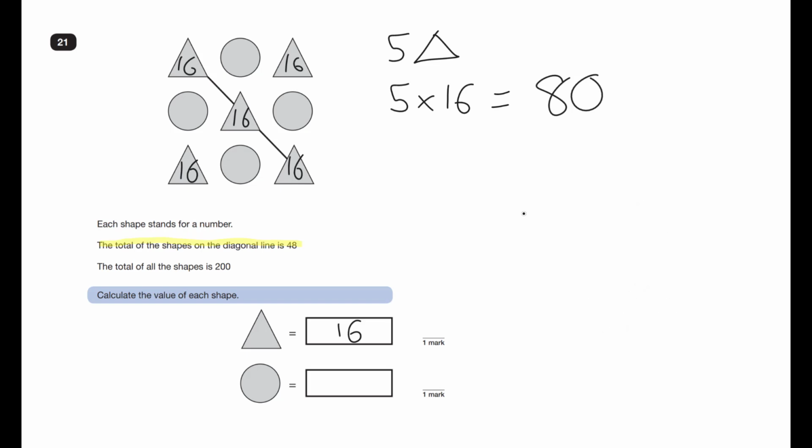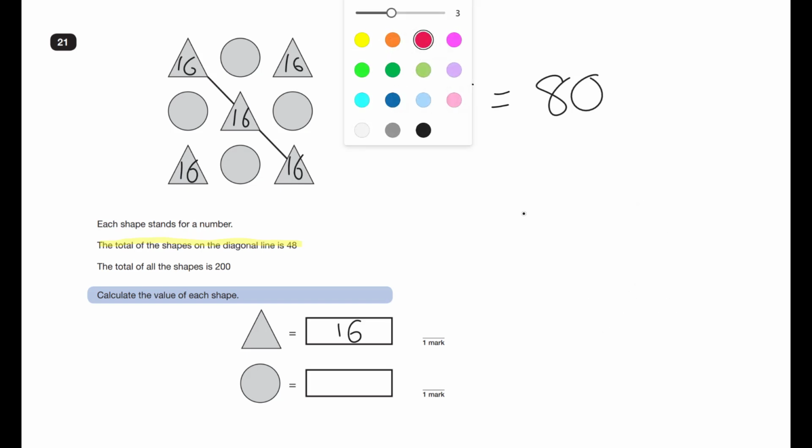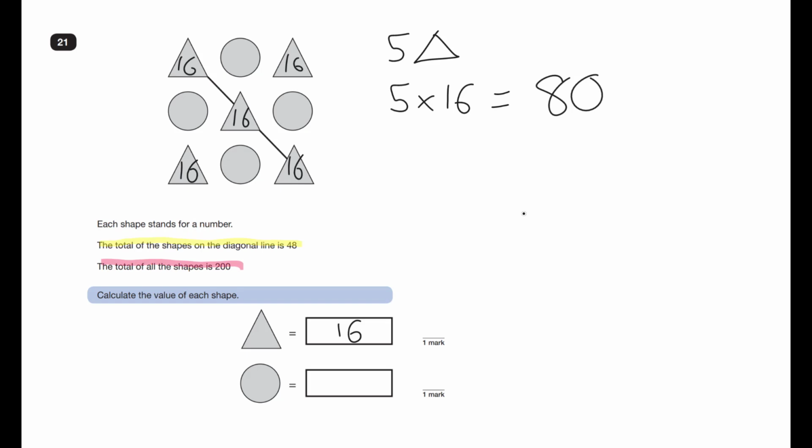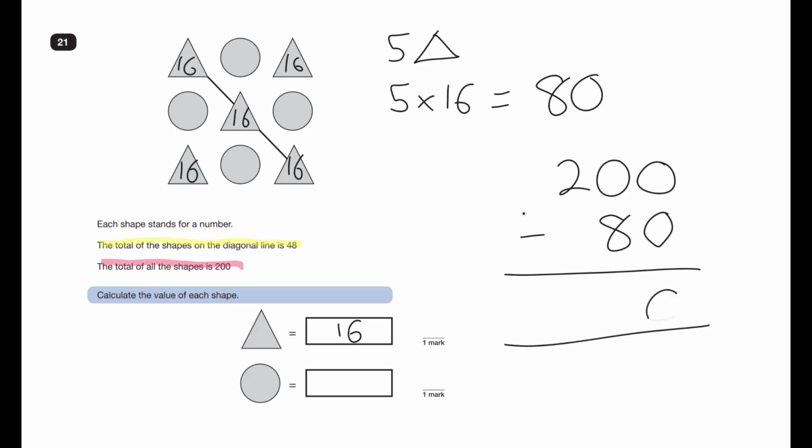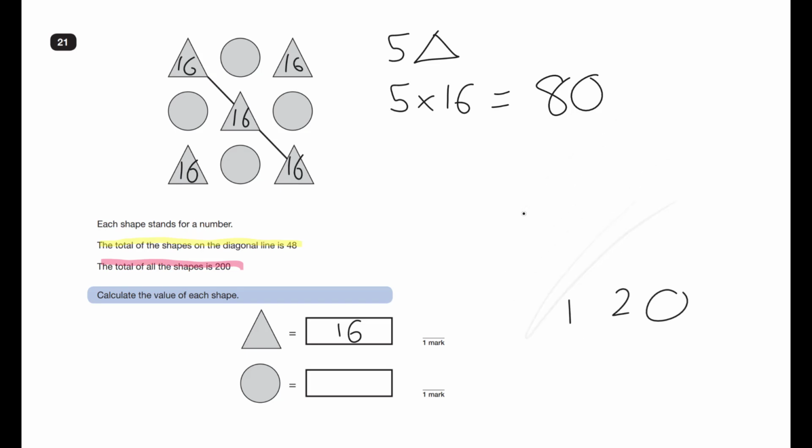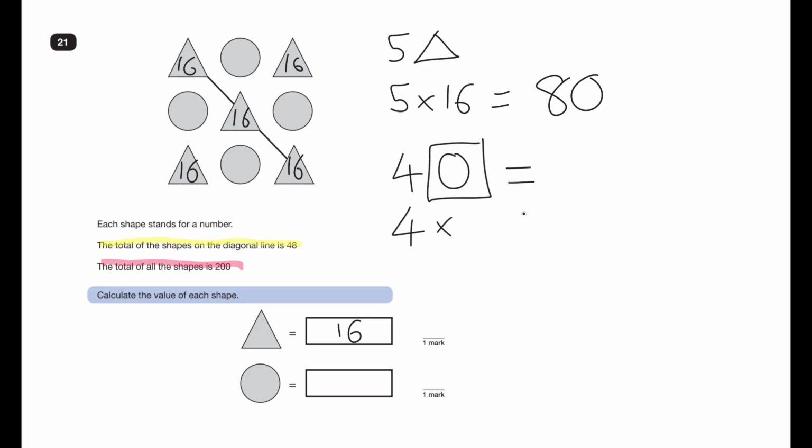And the other bit of information that we have also been given is that the total of all shapes is 200. So we know that there's 200 altogether. We can subtract the total of the triangles, which we know is 80, and we will get 120. So we know that the circles add up to 120. We also know that there are 4 circles. So 4 circles, or 4 times x, 4 lots of x, 4 circles equals 120.